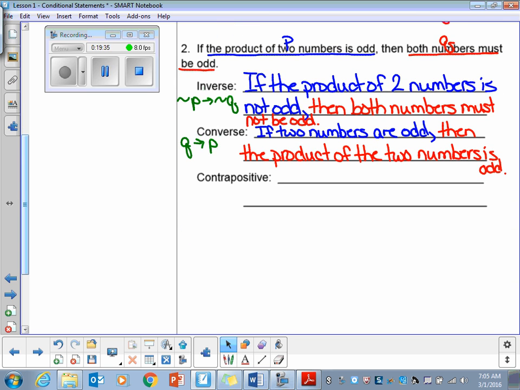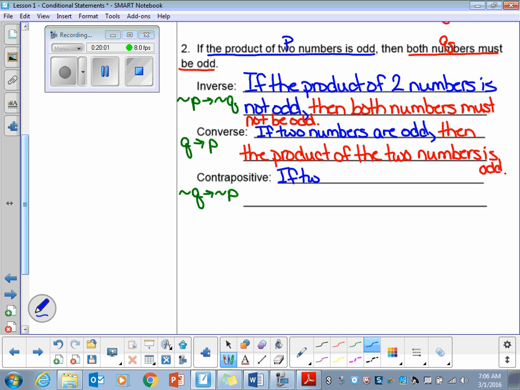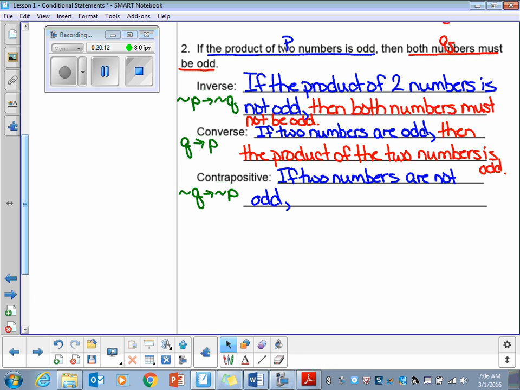Okay, the contrapositive switches and negates. So not Q, then not P. Okay, so I can look right here at the converse and simply negate the converse to write my contrapositive. Because the converse is Q, then P, the contrapositive is not Q, not P. So if two numbers are not odd, then the product of the two numbers is not odd.